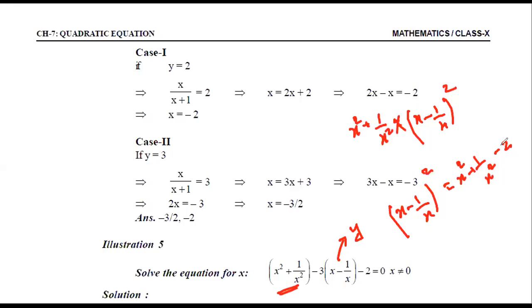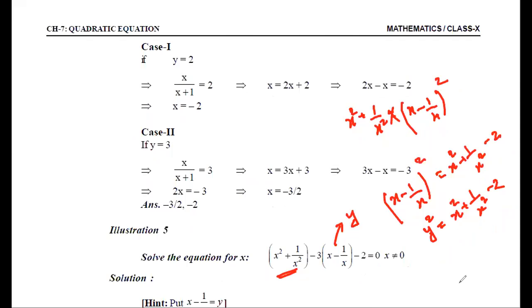Yes, Vaishnavi. Very good, Vaishnavi. Correct. Very good, Navya. Now, don't you think that this is nothing but y square? y square is equal to x square plus 1 by x square minus 2. Agree, everyone? Clear? Yes or no?